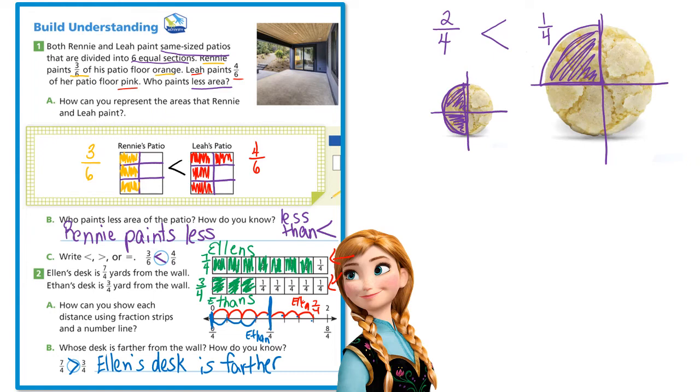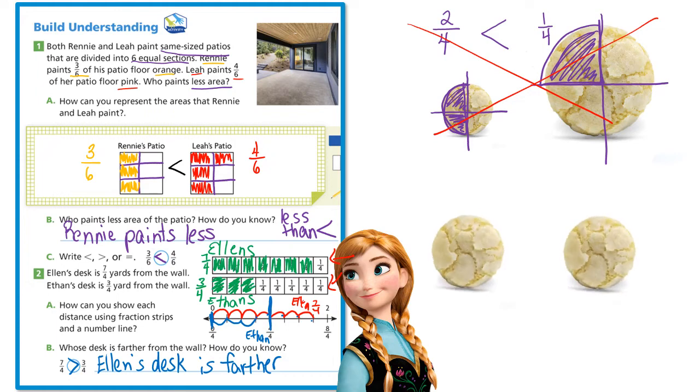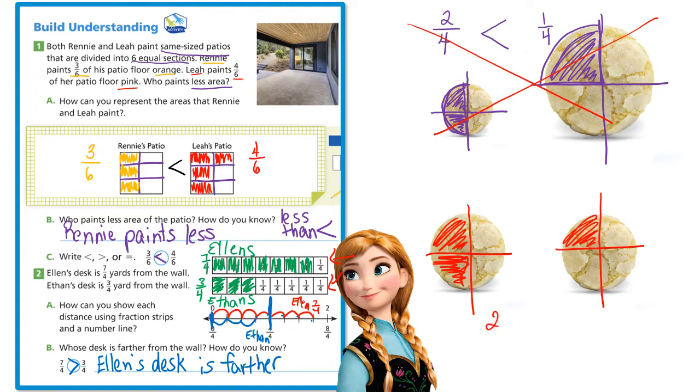So what's really important, boys and girls, is that I cannot compare these 2 cookies this way. I can't compare fourths when the whole is a different size. So in order to do that, I have to take 2 cookies that are the exact same size. And now I can break them up into fourths. In the first one, I'm going to shade in 2/4, and in the second one, I'm going to shade in 1/4. And now I can accurately compare 2/4 and 1/4.